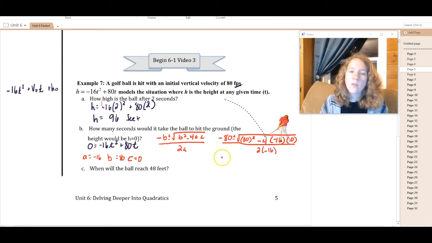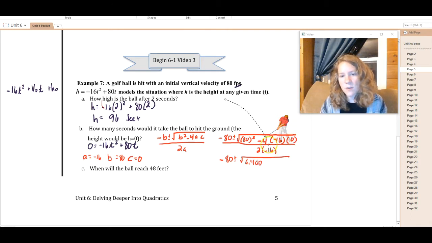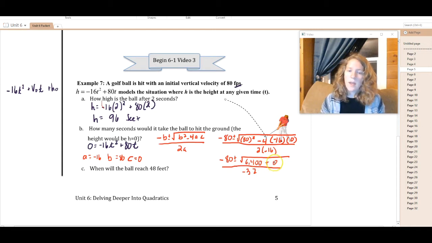All right, so now I'm going to go through and simplify. Negative 80 is still just negative 80. 80 squared is 6,400. And I love it when I have a c of 0, because negative 4 times negative 16, I don't know what that is. Who cares what that is? Because whatever it is times 0 is 0. So I just have plus 0. Over 2 times negative 16 is negative 32.